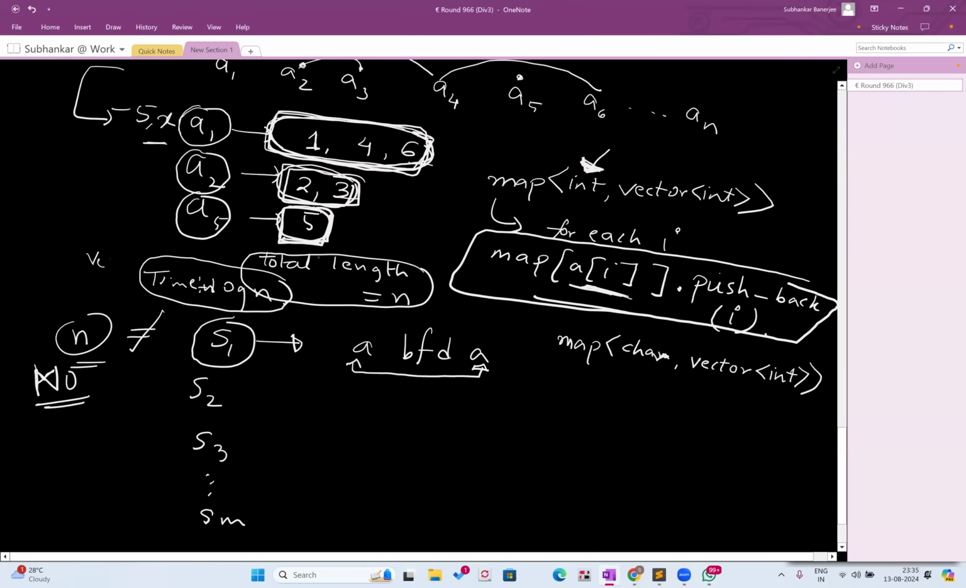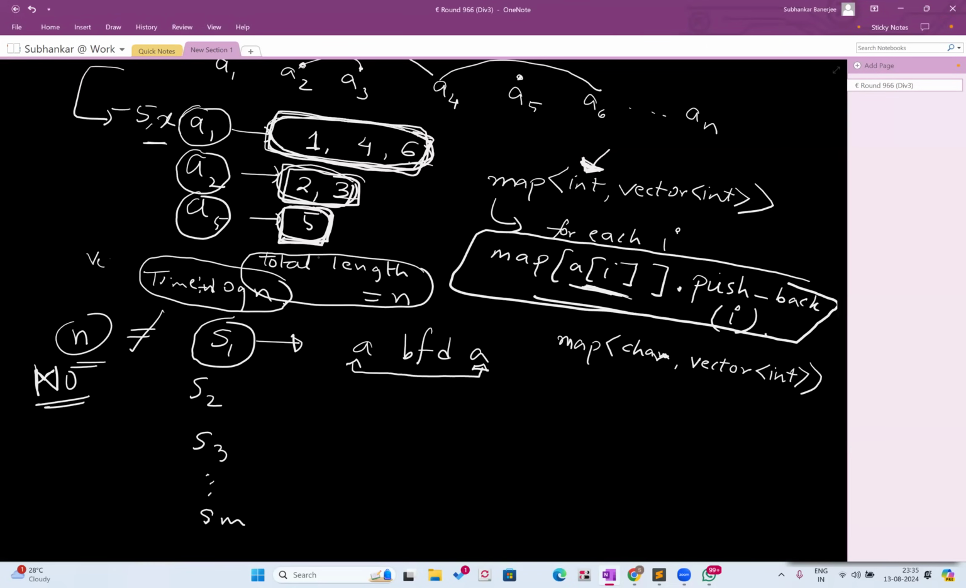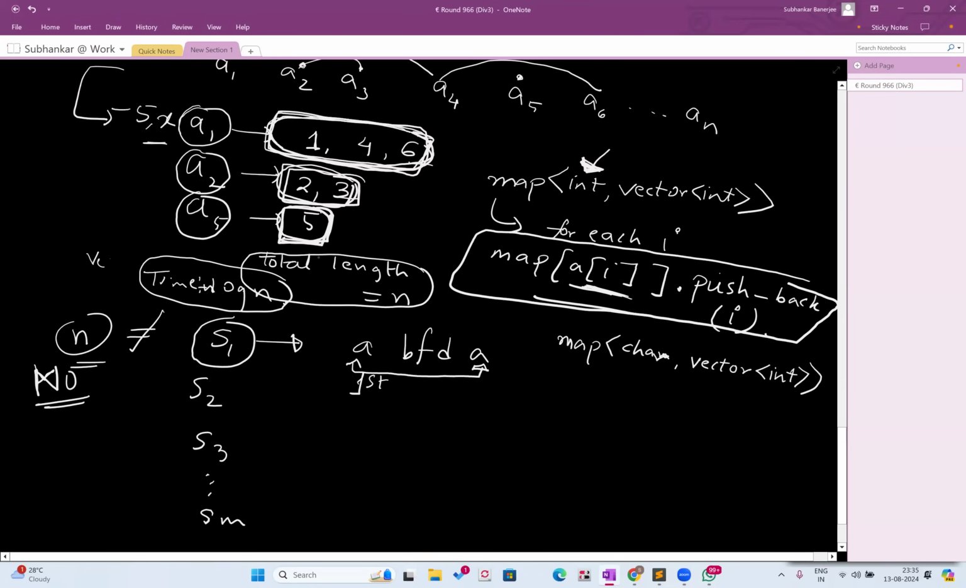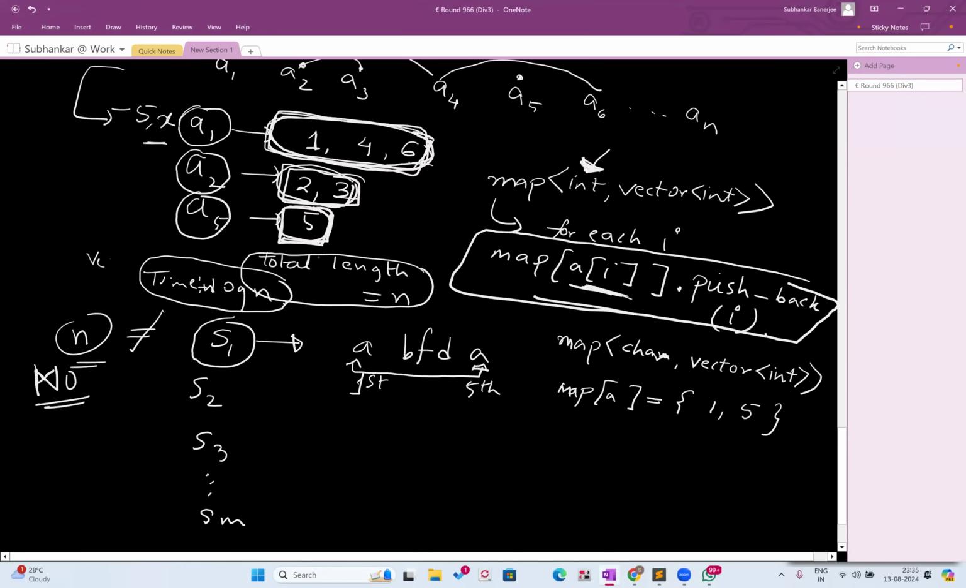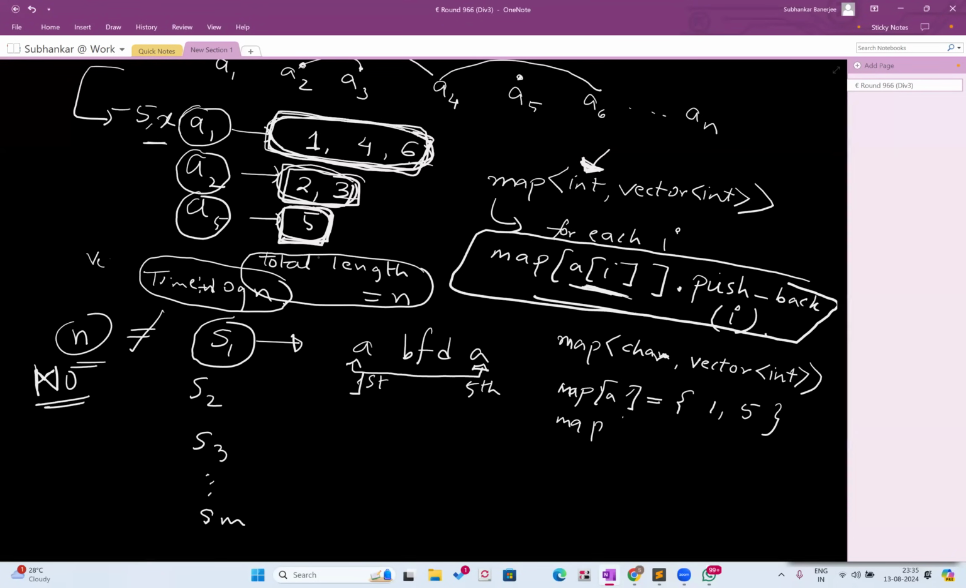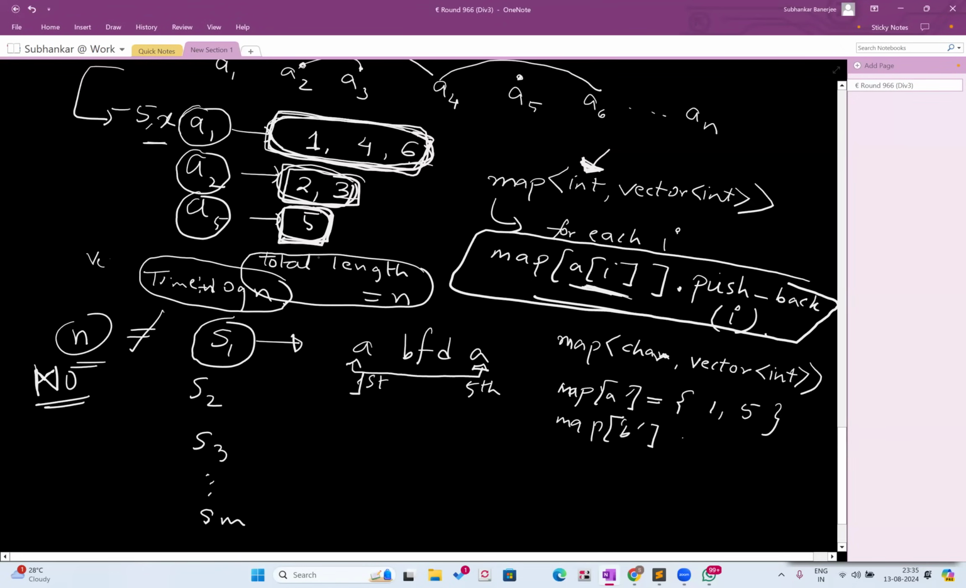For the string part also, A occurs in the first position and the fifth position. So the map of A will contain the vector 1, 5, because A occurs in 1, 5. Similarly, the map of B will contain only the index 2. Map of F. Like this, we'll construct the map for each character.